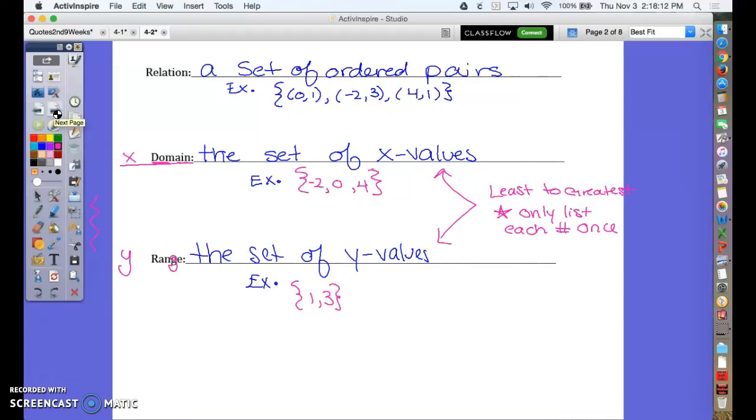So a relation is a set of ordered pairs. They can have one ordered pair, could have 10 ordered pairs, but when you put them together in the curly brackets, this is now a relation. It's a set of ordered pairs. Remember that the domain is a set of all of the x values, and the range is a set of all of the y values, and you always arrange these in order from least to greatest. If a number repeats, you only list it once.